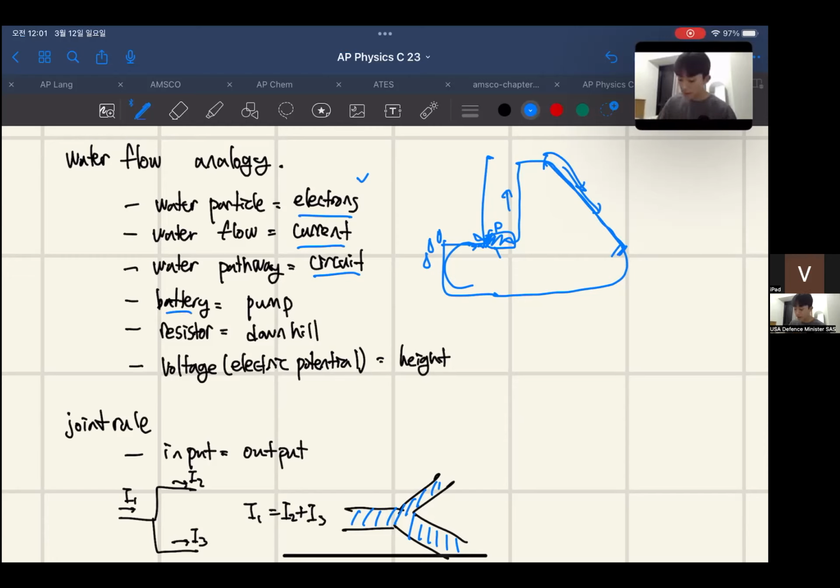Now we have the battery, which pumps up the water flow or the water particles using energy, just like how batteries use up energy to pump up electrons to move in a certain way to create current. We also have resistors, which literally use up the electron's energy and reduce the current. It doesn't reduce the current, but it reduces the voltage, which is the electric potential or the height.